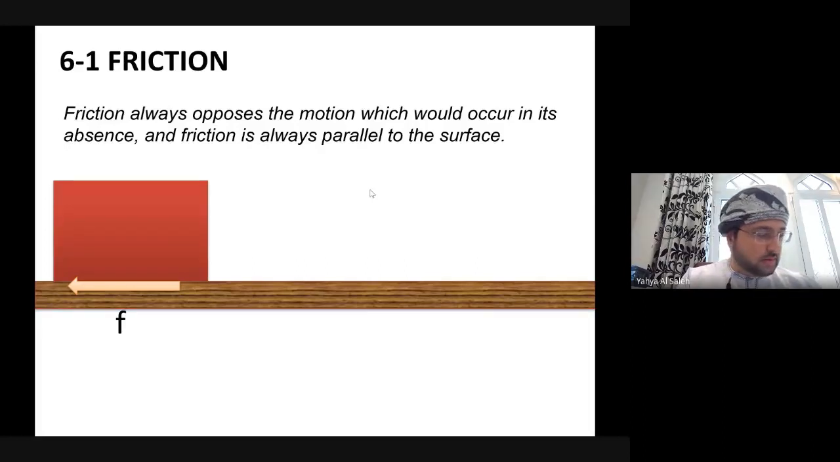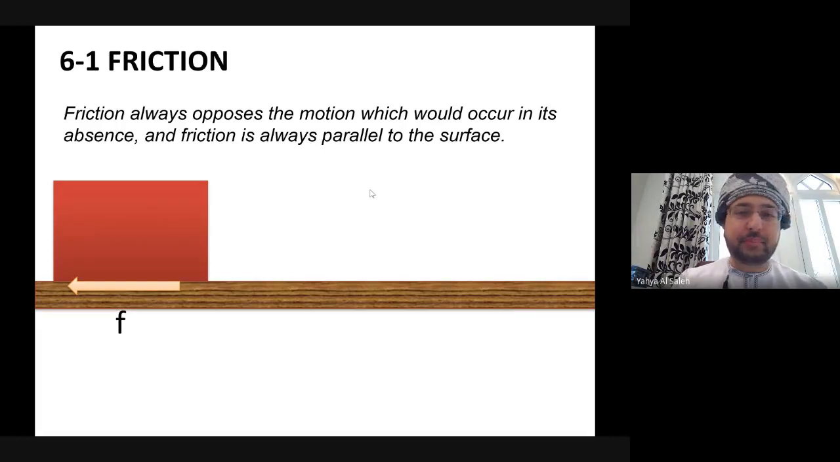So some of you were already invoking friction. So let's actually speak about friction. Now, friction always opposes the motion which would occur in its absence. What does this mean? And friction is always parallel to the surface.